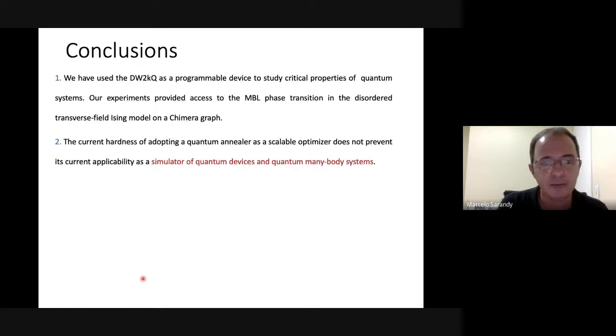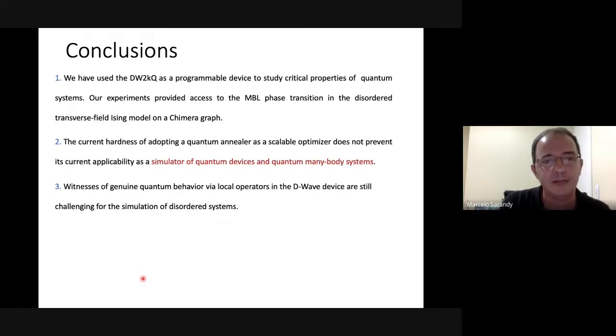So the second point I'd like to emphasize is that the current hardness of adopting a quantum annealer as an optimizer, that means as a quantum computer, does not prevent its current applicability as a simulator, right? So the quantum annealer can be a very interesting simulator of disordered systems, even though as a quantum computer, the quantum annealer is not close to delivering its promises, right? So as a third point, we'd like to look more carefully at these witnesses of genuine quantum behavior, because we look at the magnetization here, and as I showed, magnetization can be reproduced by a classical simulation method, the classical Monte Carlo method.